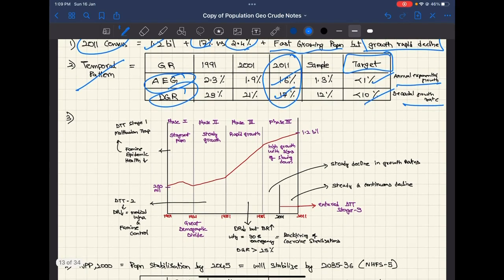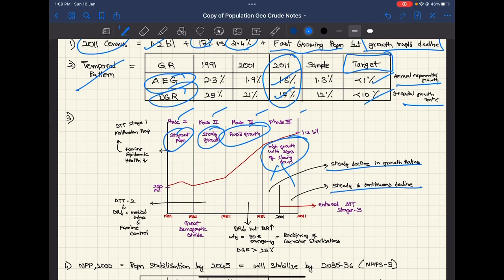The population growth can be seen in 4 phases, which are stagnant population, steady growth, rapid growth, and high growth with signs of slowing down. This phase has 2 stages, which are steady decline in growth rates and steady and continuous decline. Before 1921, which is the great demographic divide, it can be called DTD stage 1. Therefore, Malthusian traps activate here. We have famine, epidemics, low health infrastructure. From 1921, we have entered DTD stage 2, where the death rate has fallen due to medical infrastructure and famine control.